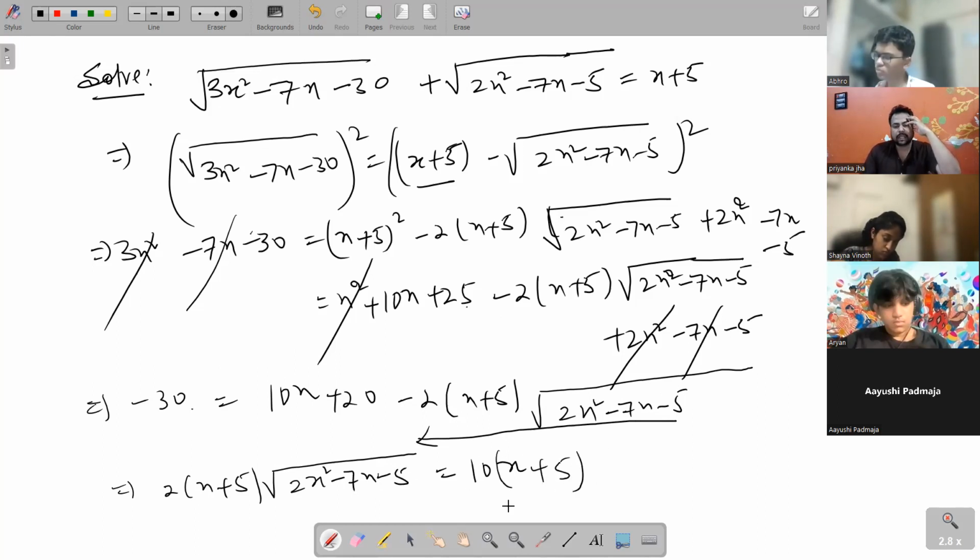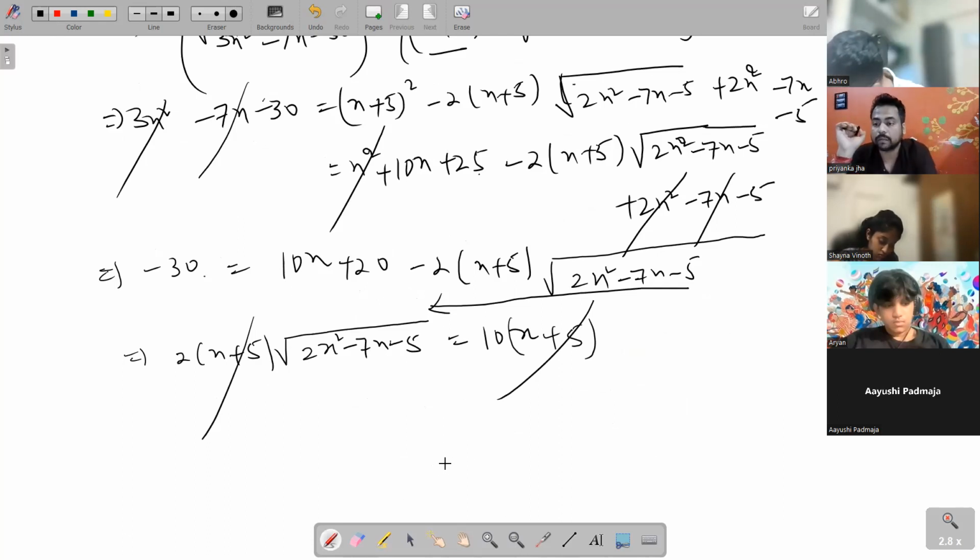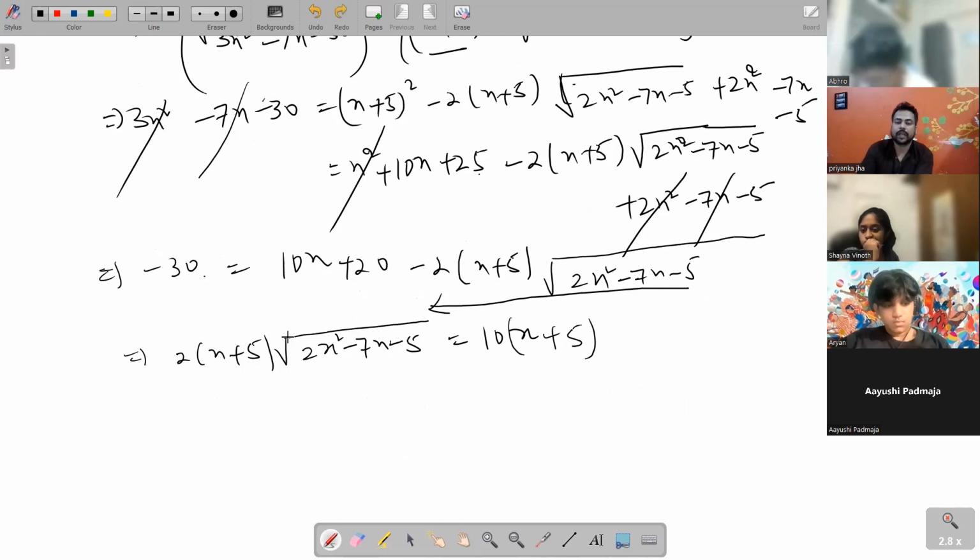See, now you can see that we have similar term x plus 5, x plus 5 on both the sides. Don't cancel it unless you are sure that term cannot take zero value. Suppose if you put x equal to minus 5, this term will become 0. You cannot cancel this. Always take common. Suppose bring this term to left side, then take 2 into x plus 5 common.